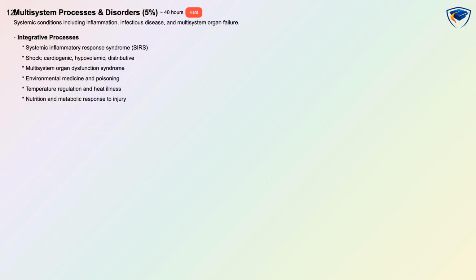Multi-system processes and disorders is 5%, hard, with about 40 hours of study and scenario-based questions. This integrative domain covers systemic inflammatory and infectious processes and organ dysfunction across systems. Topics include systemic inflammatory response syndrome, shock in its various forms, multi-system organ dysfunction syndrome, environmental medicine and poisoning, temperature regulation, and metabolic responses to injury.